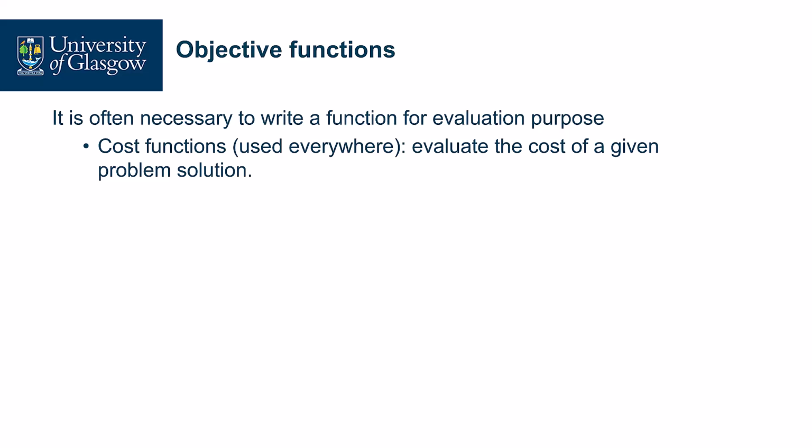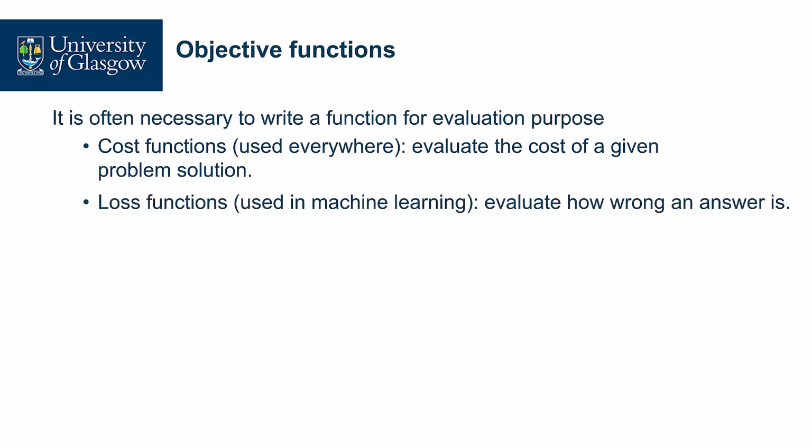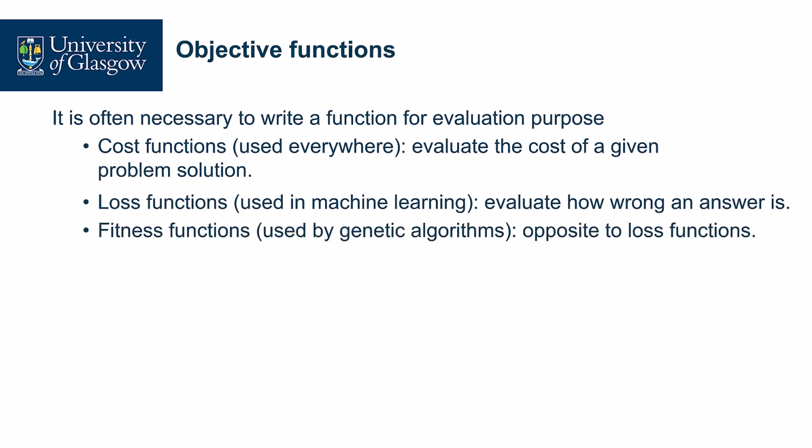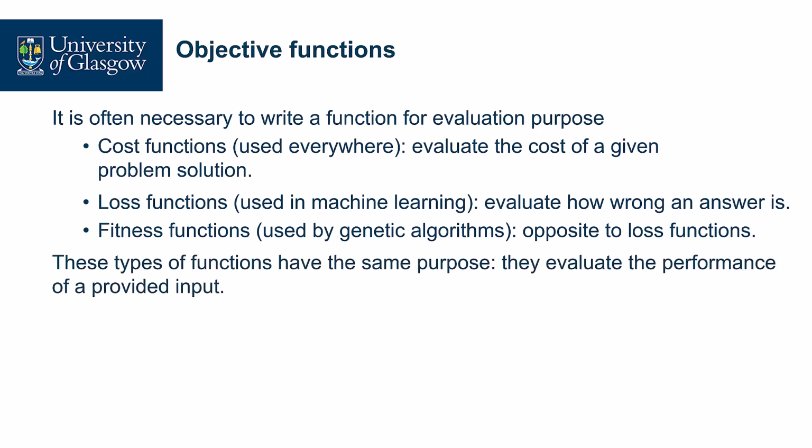In machine learning, we often call it a loss function. A loss function means I give an answer, and it tells me how wrong it is. In genetic algorithms, we often call it a fitness function. This is the opposite, telling how good a candidate solution is. All in all, these types of functions have the same purpose, which is to evaluate the performance of a provided solution or input. So writing an objective function is very important.